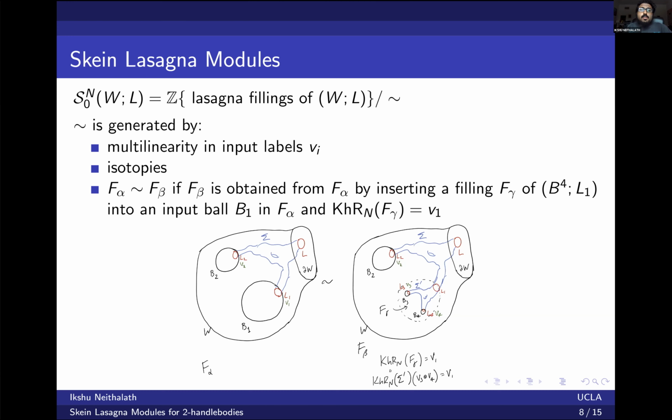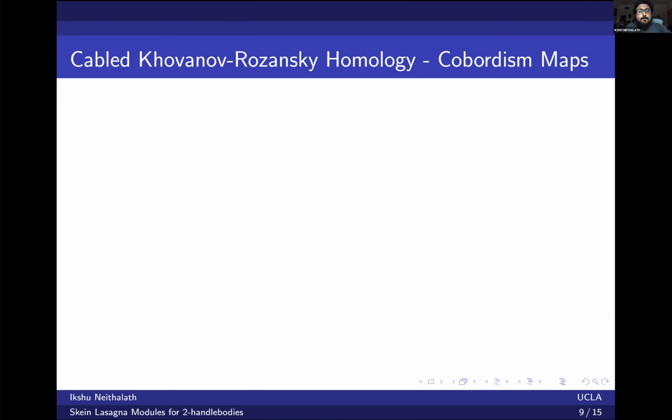So now I'd like to go and discuss the cabled Khovanov-Rozansky homology so that we can compare the two. Any questions about the Skein Lasagna module? Okay, in that case, let's continue.